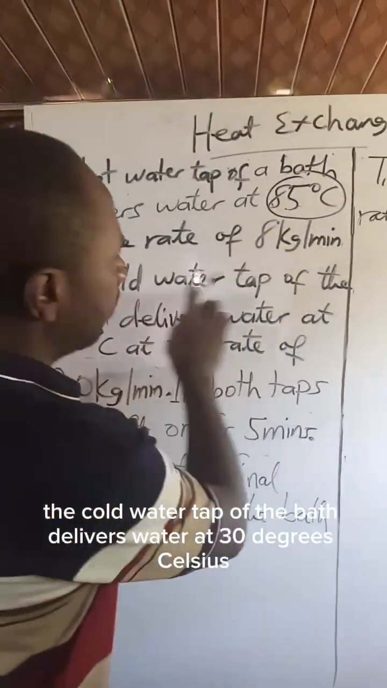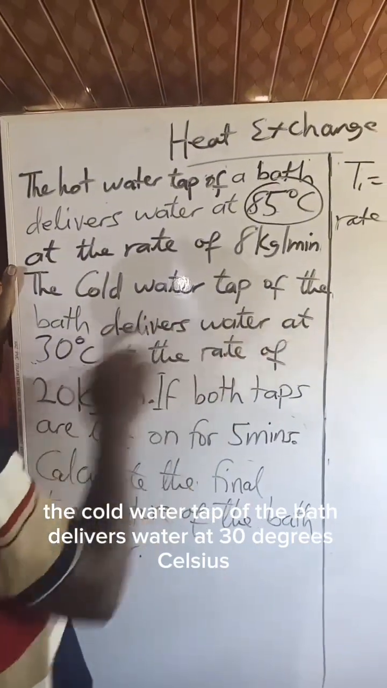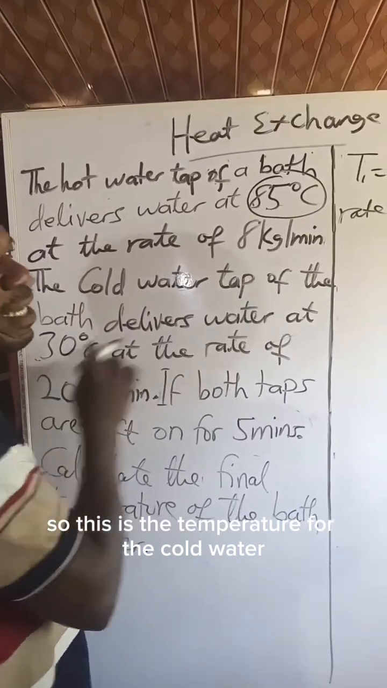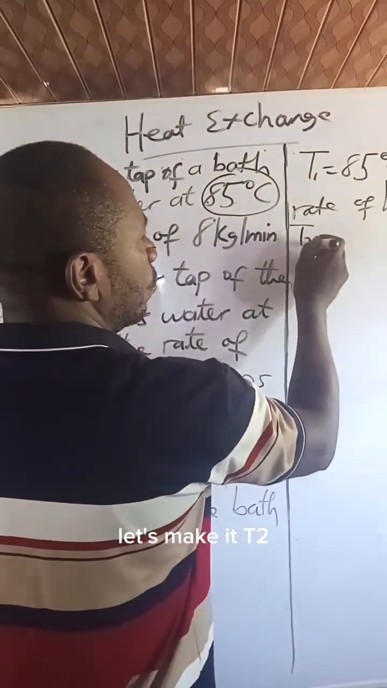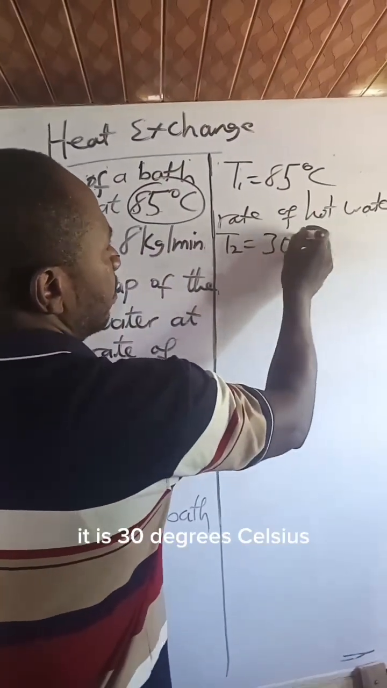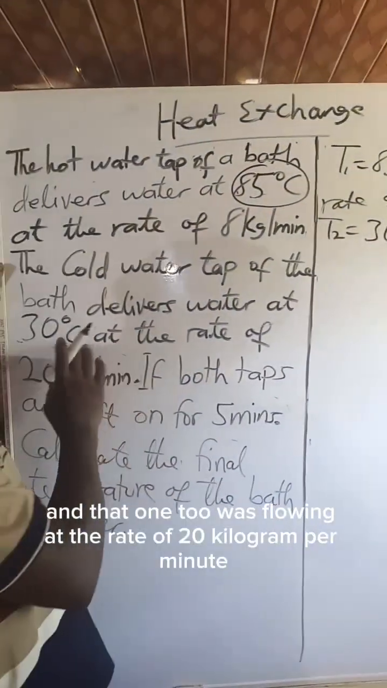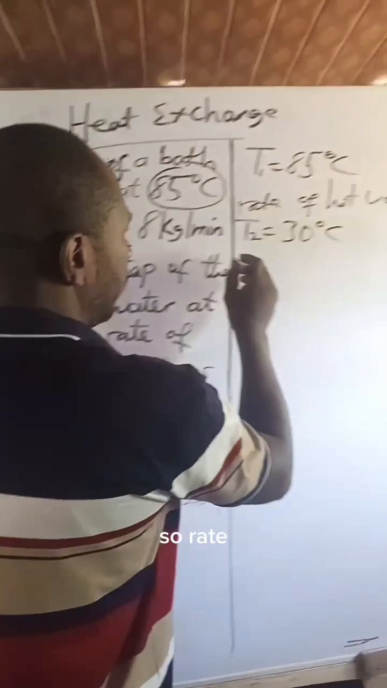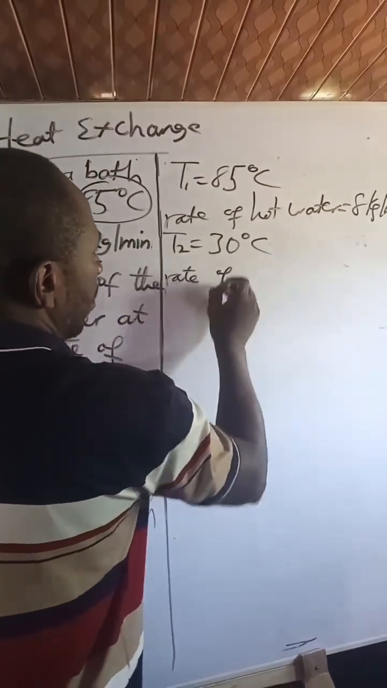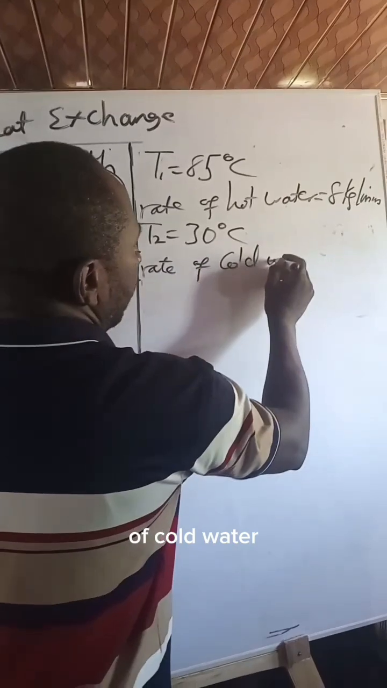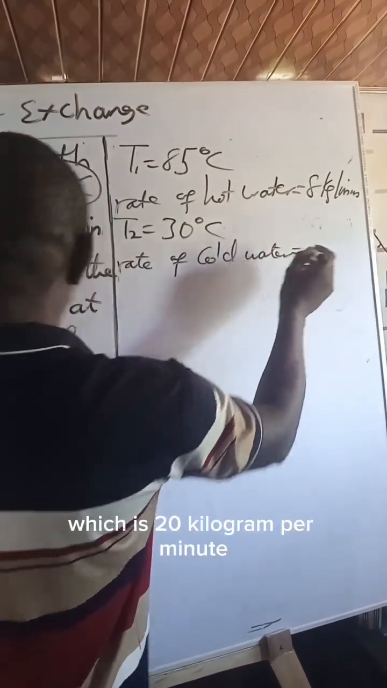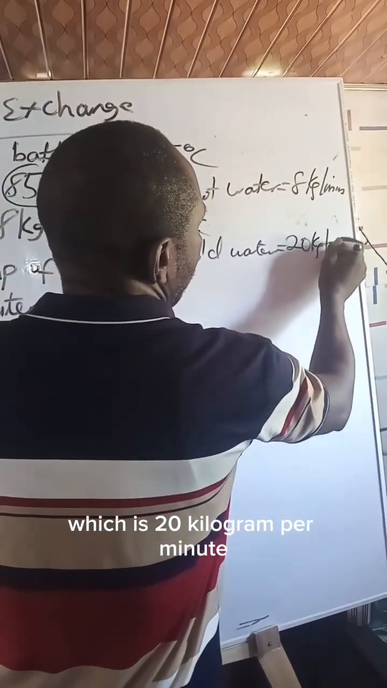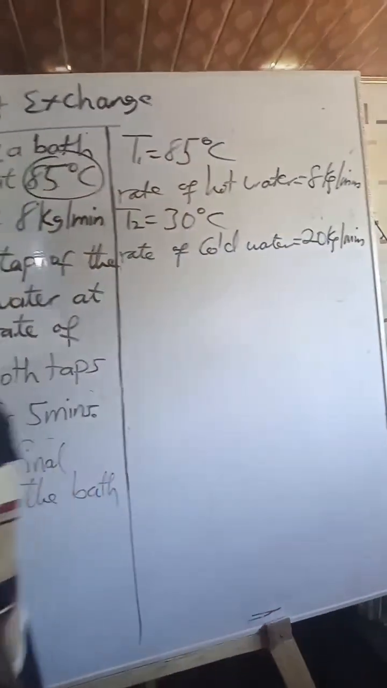Then the cold water tap of the bath delivers water at 30 degrees Celsius. So this is the temperature for the cold water. Let's make it T2. It is 30 degrees Celsius. And that one too was flowing at the rate of 20 kilogram per minute. So the rate of cold water is 20 kilogram per minute.